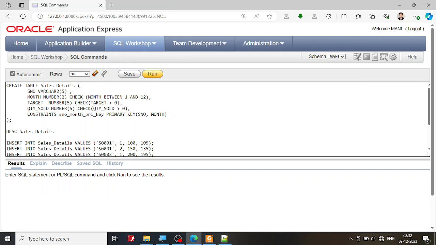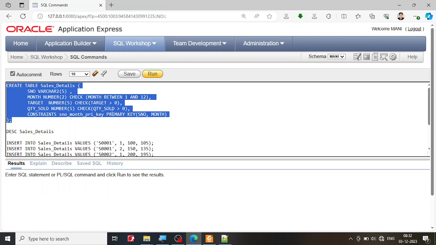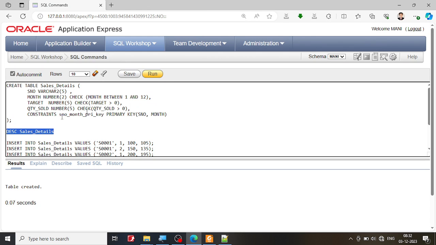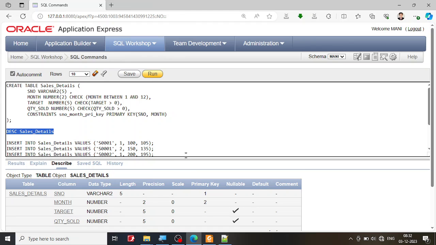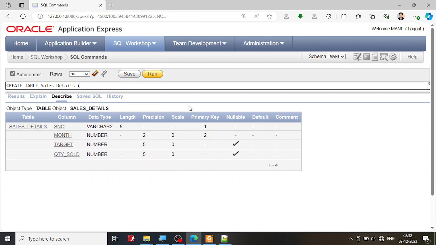So with that, let me go ahead with the creation of a table. I have the table with me. Let me run this table and see whether I have any syntax errors in it. The table has been created. Let me describe this table. And when you describe this table, if you notice, let me slightly bring it over here.